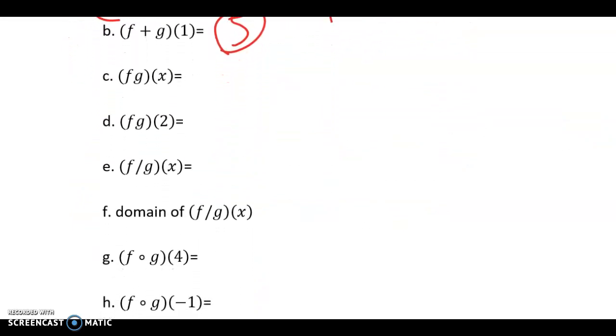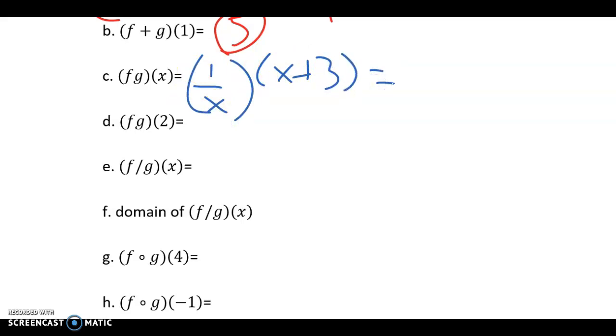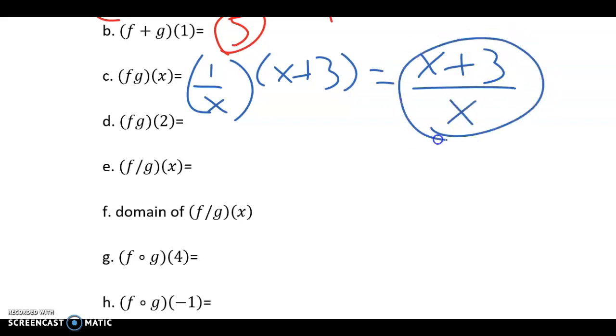Same stuff again. So when we're multiplying, we're just going to go ahead and write out 1 over x times x plus 3. We multiply straight across. The x plus 3 is over 1, so x plus 3 on the top. X times 1 will give us x in the bottom. Again, there's some domain things here we should talk about. We're going to talk about it down below for the division for sure.